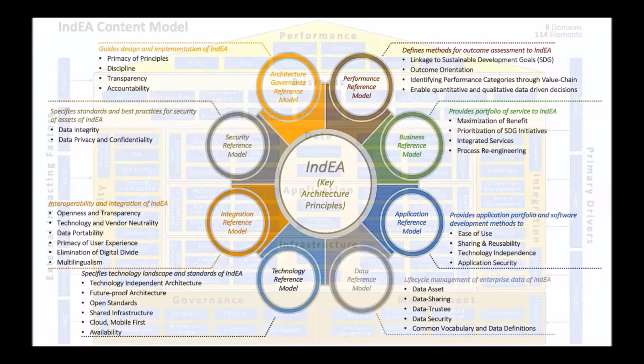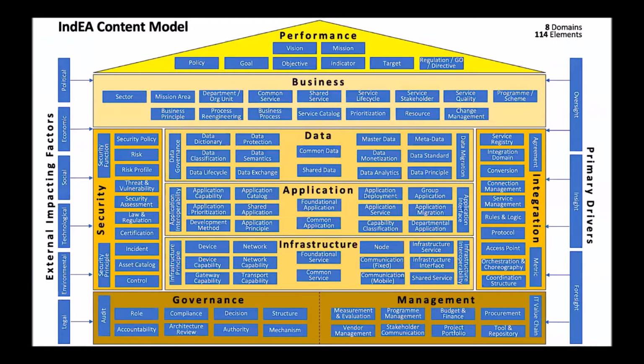Now, this is an addition or an extension to the earlier picture. So you saw the 8 domains. So many times I'm asked the question, what do the domains consist of? What do they comprise of? So here you can see a little bit of elaboration. In the performance domain, typically it consists of the vision, mission. It has policies, goals, objectives, indicators, targets, any regulations, any directives, any laws, anything. Yeah, that's captured in the top layer.